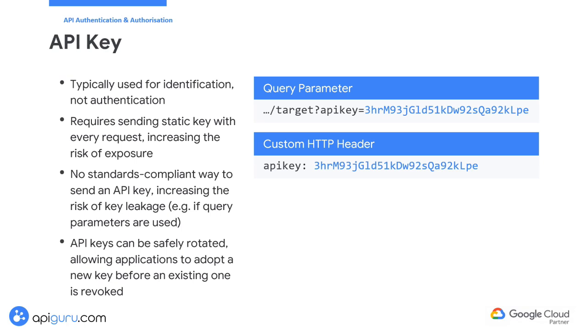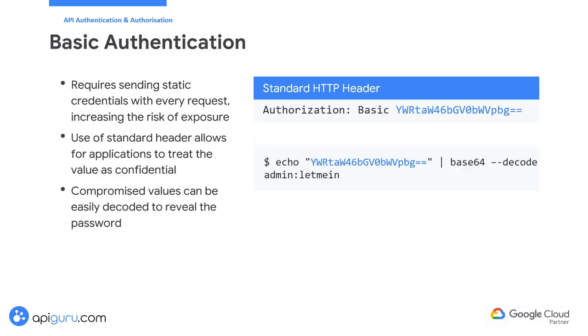Let's move on with basic authentication. Basic authentication is a very simple authentication method. The software client sends an HTTP standard authorization header with each request that contains the word Basic followed by a space and the base64 encoded static username:password string, which is easily decoded. The decoded value of the example reveals the username admin and the password let me in.